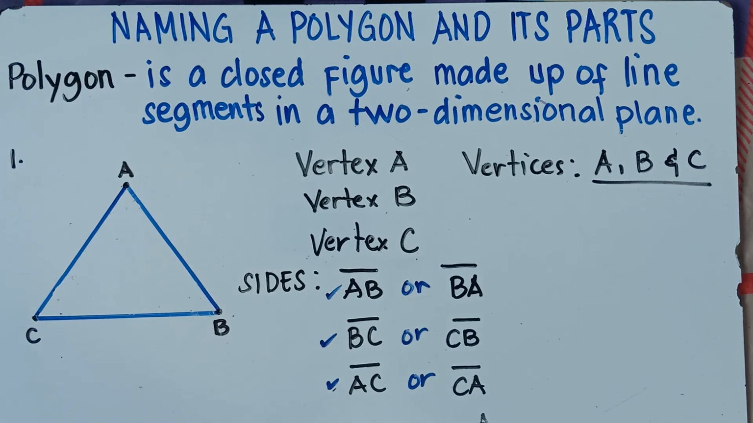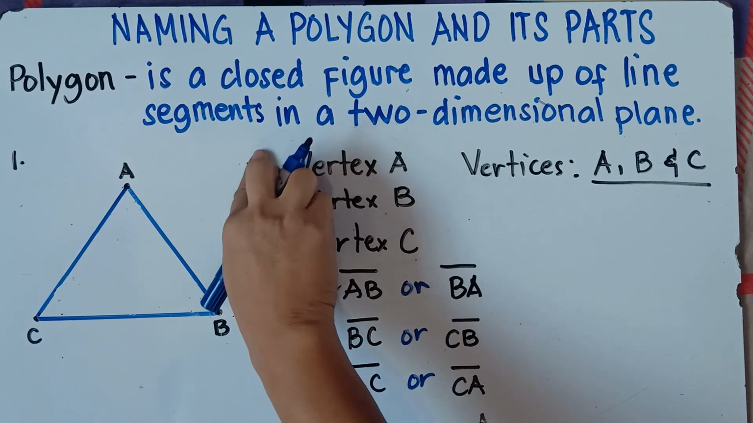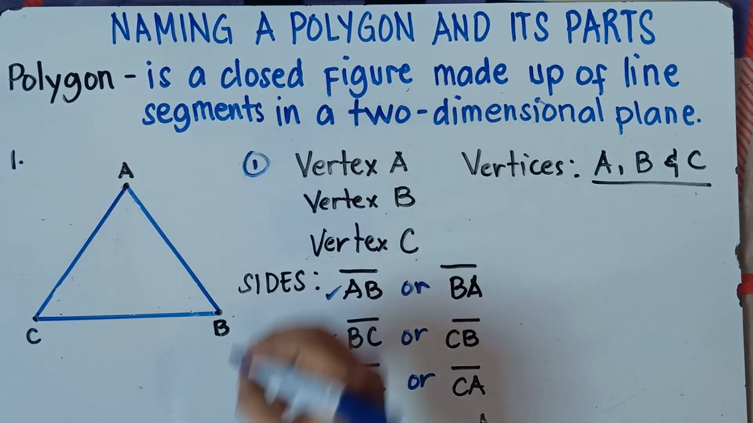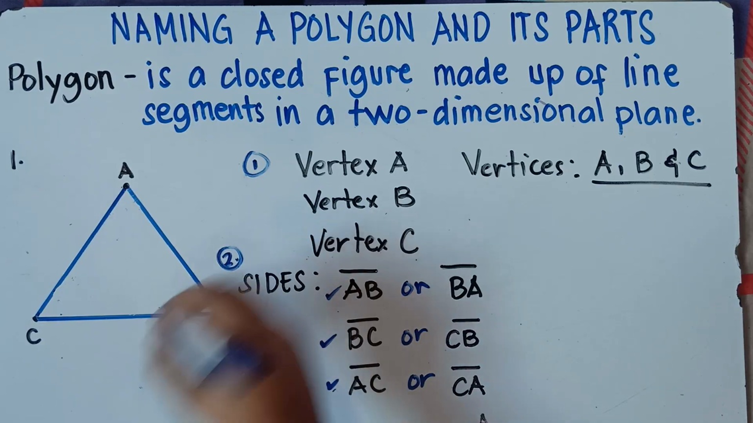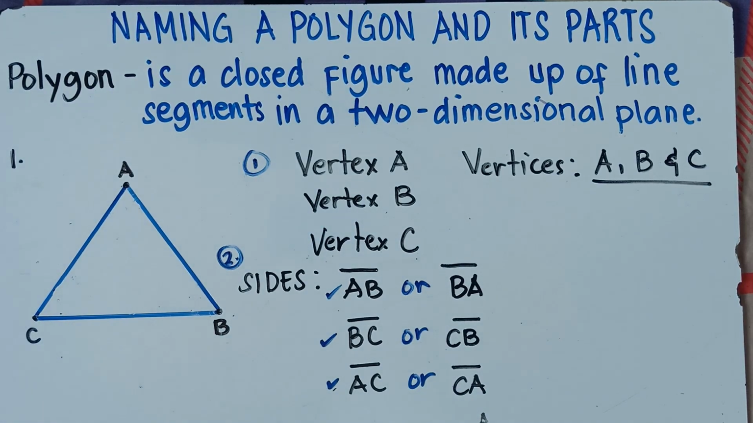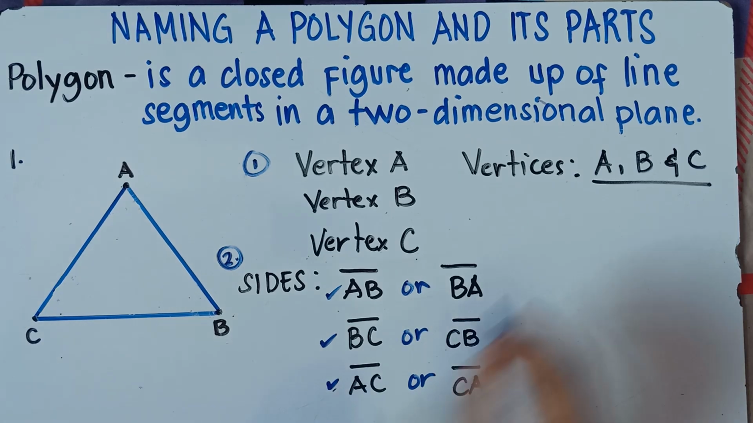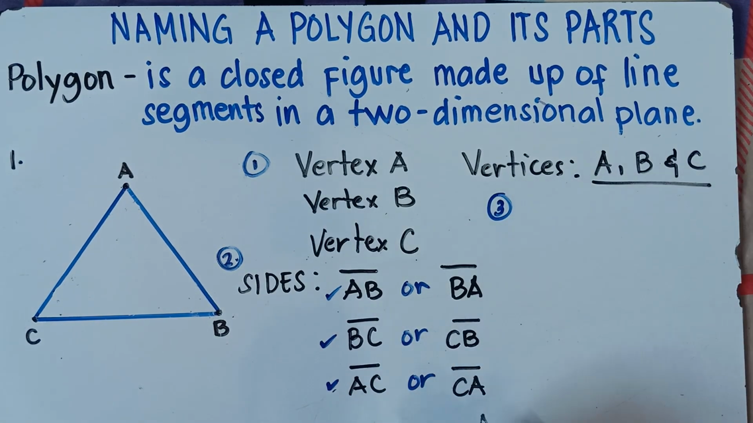And the last part of a polygon, we have what we call the angles. So first part, we have the vertex. Second part, we have the sides. And last one, we have what we call the angles.